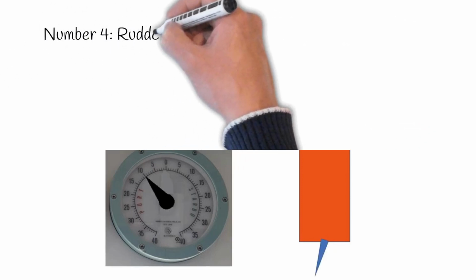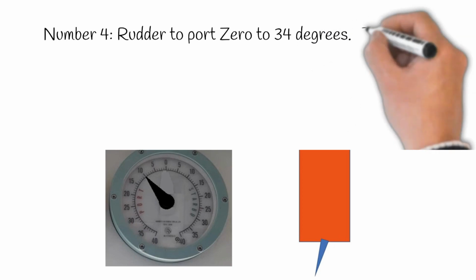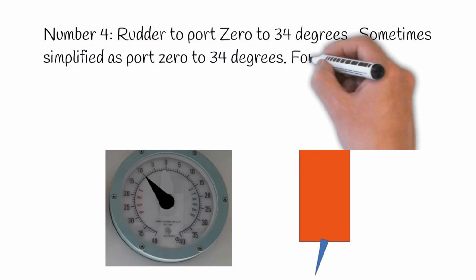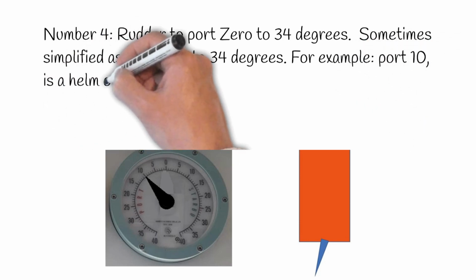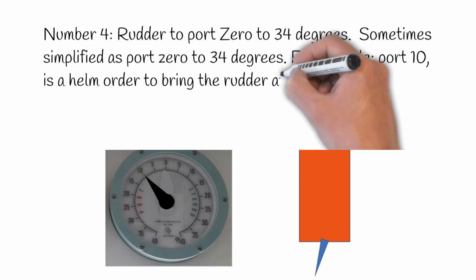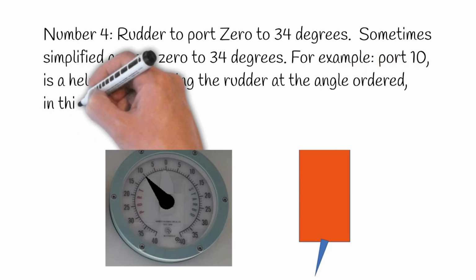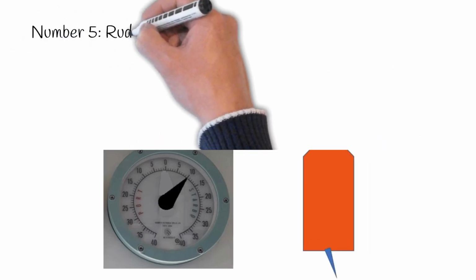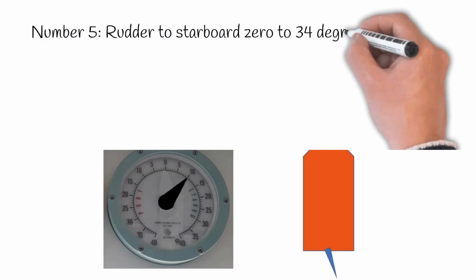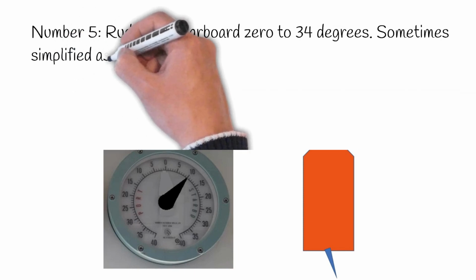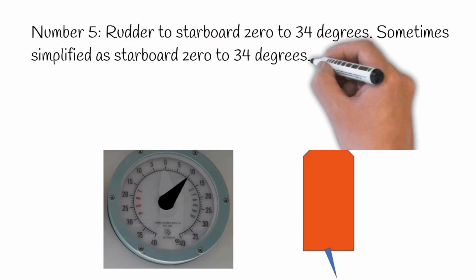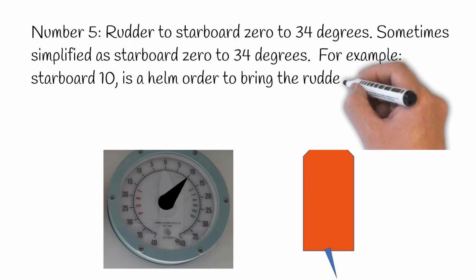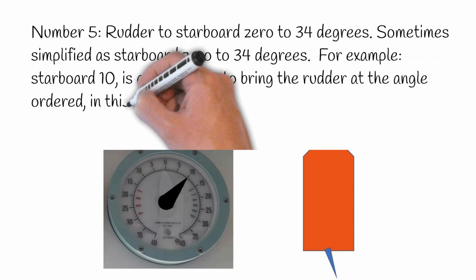Number 4. Rudder to port 0 to 34 degrees, sometimes simplified as port 0 to 34 degrees. For example, port 10 is a helm order to bring the rudder at the angle ordered, in this case, 10 degrees to port side. Number 5. Rudder to starboard 0 to 34 degrees, sometimes simplified as starboard 0 to 34 degrees. For example, starboard 10 is a helm order to bring the rudder at the angle ordered, in this case 10 degrees to the starboard side.